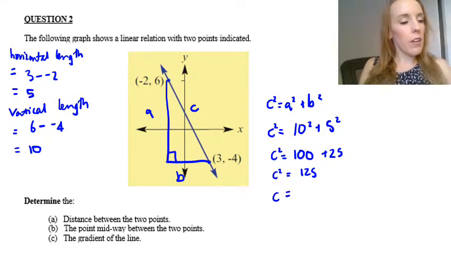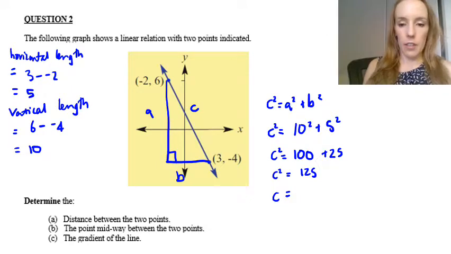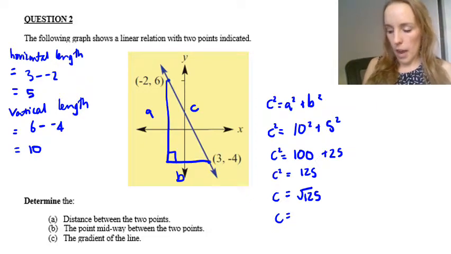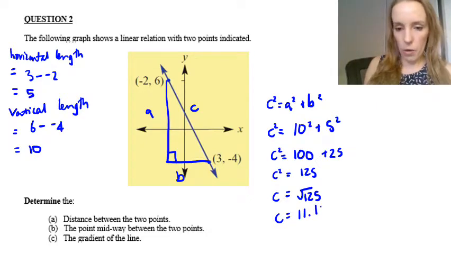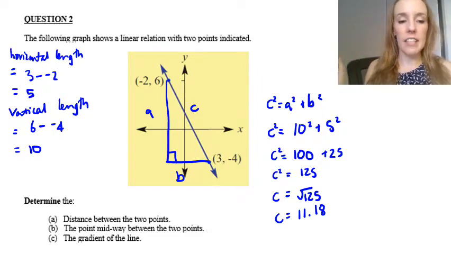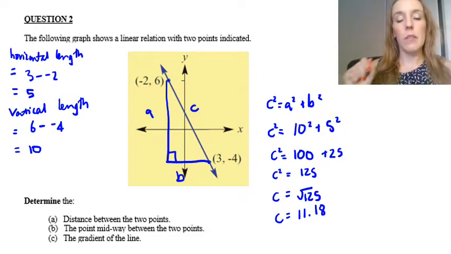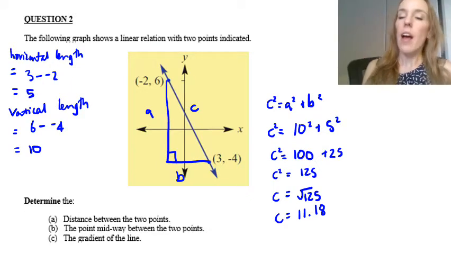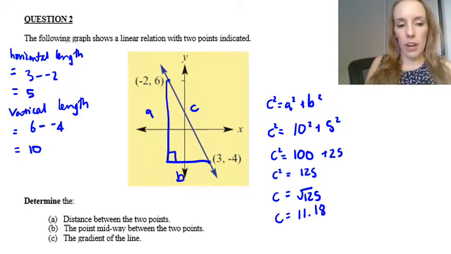So type that into your calculator. So c is the square root of 125. So that would actually be a surd, but I'll write it as a decimal, which is 11.18. So there you go. Your value of c, the distance between the 2 points, is 11.18, and that's rounded to 2 decimal places. So we'll clear this and we can work out the midpoint between the two points, which is my second one there.